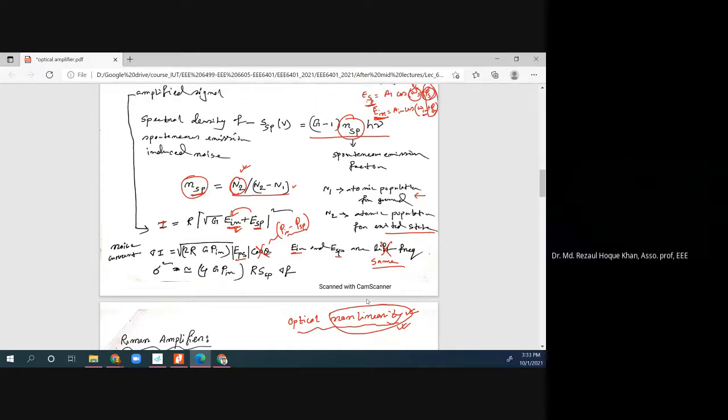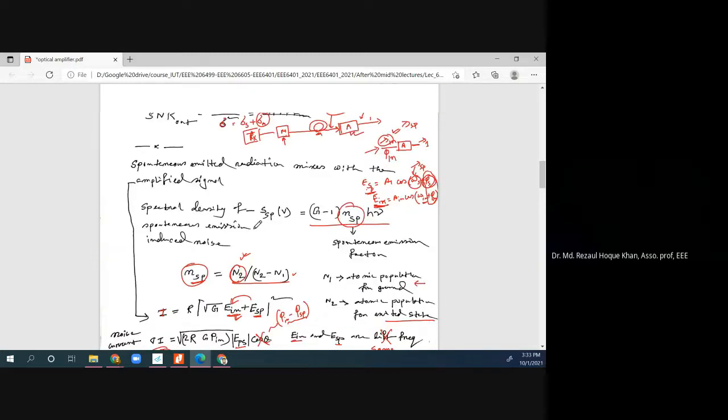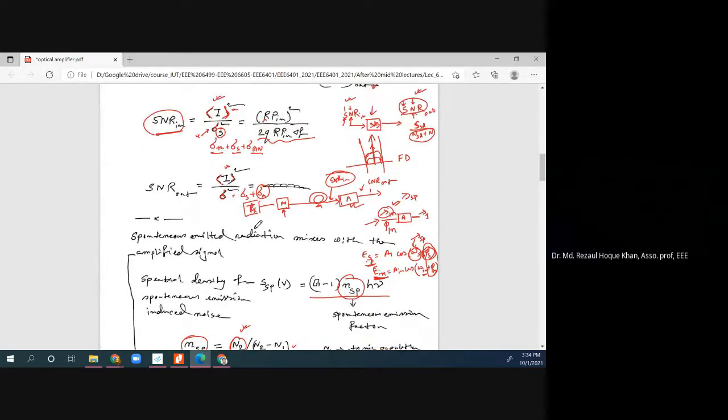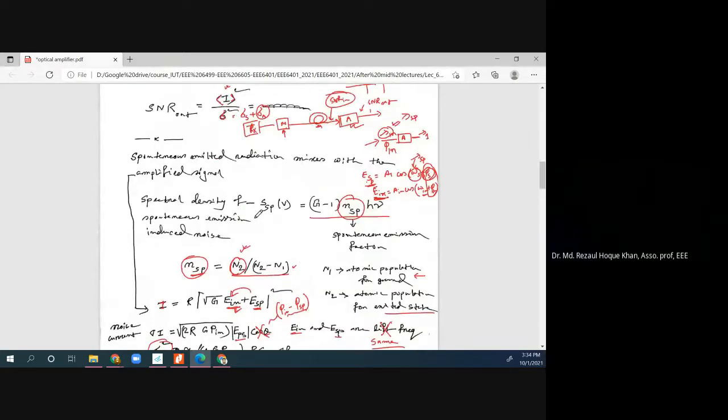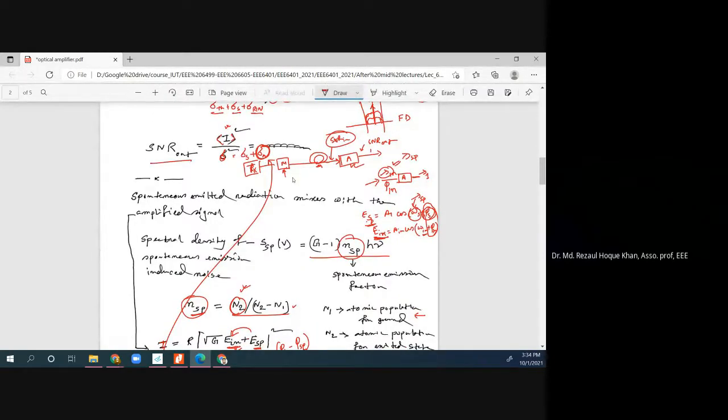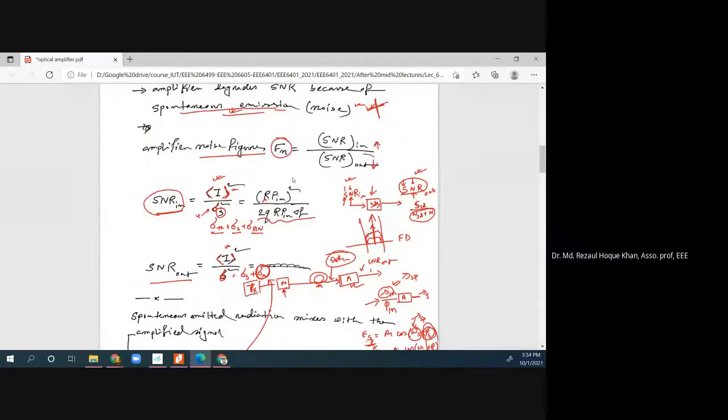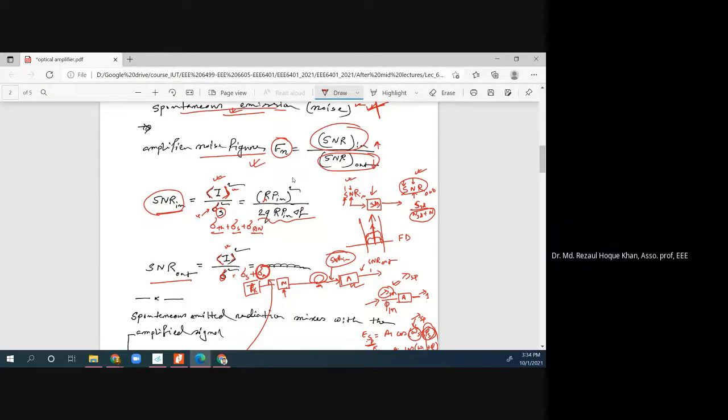Okay, so from there we can find the spectral noise power. This noise power is nothing but this one. If we know the new noise power, we know the new noise signal, so we can find the SNR out. If you find the SNR out, we know the SNR in, so we can easily find the noise figure. Means, experimentally we can find what is the noise figure of a particular amplifier.